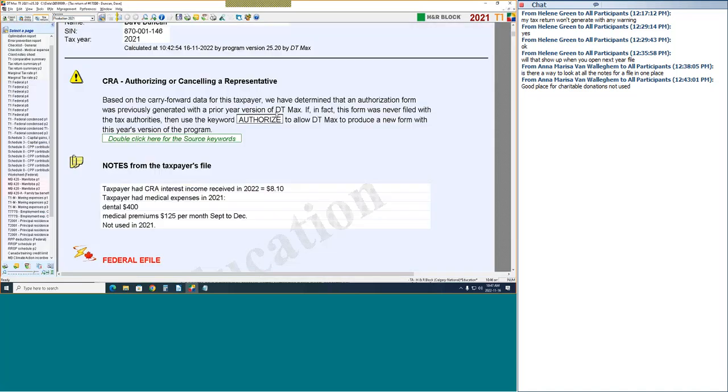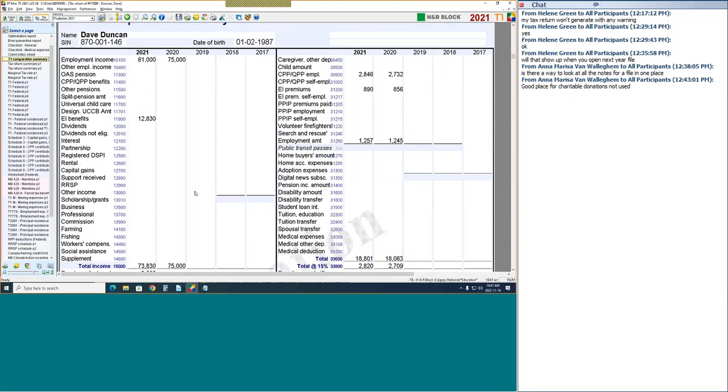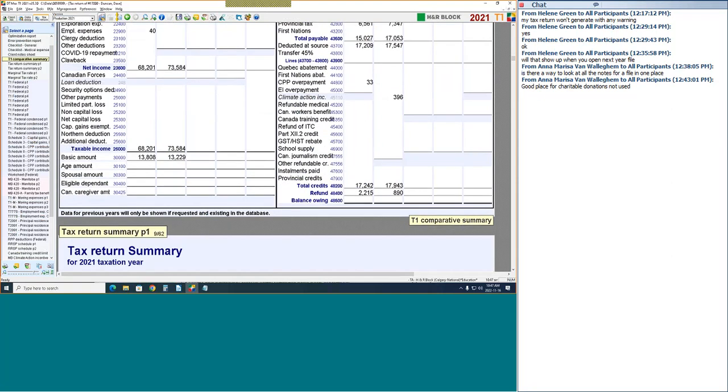I'm going to go to the tax return. I'm going to look at my summary. I might do the comparative summary just because it puts it pretty much all on one screen for me. I'm going to go down to the bottom and I'm going to say, he had a refund more than $500. I have to explain that now.